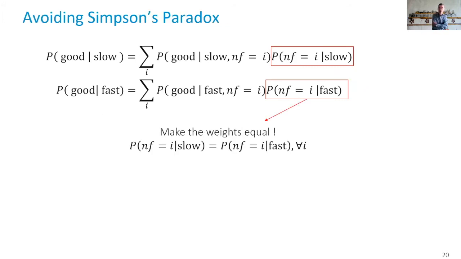So how can we avoid this? Well, make the weights equal. If the probability, given slow, that the hidden factor takes a certain value is the same given fast, then the inversion will not take place because we will weight with the same weight. So a first thing that's easy to see is that to avoid Simpson's paradox radically, one solution, if you can, is to make the weights equal.